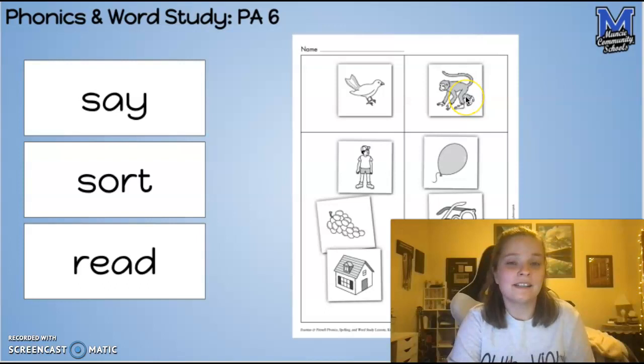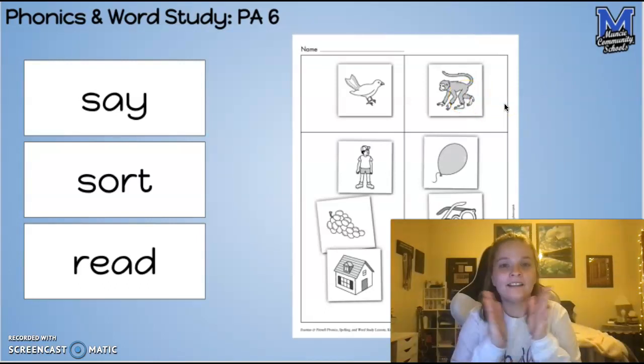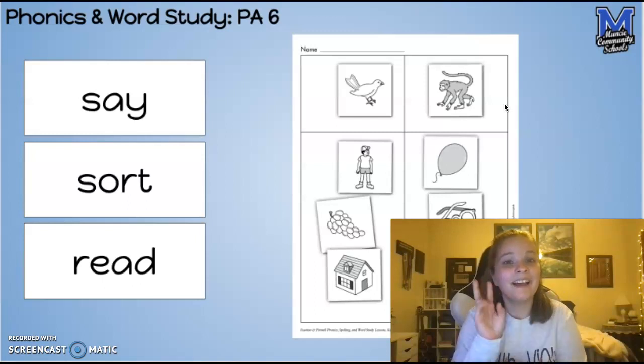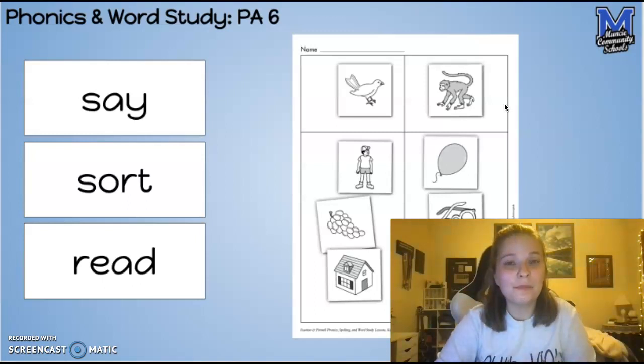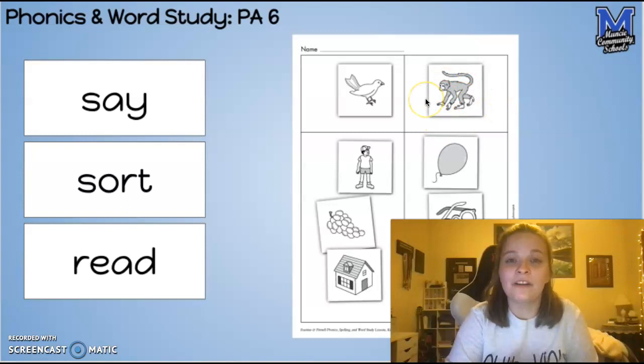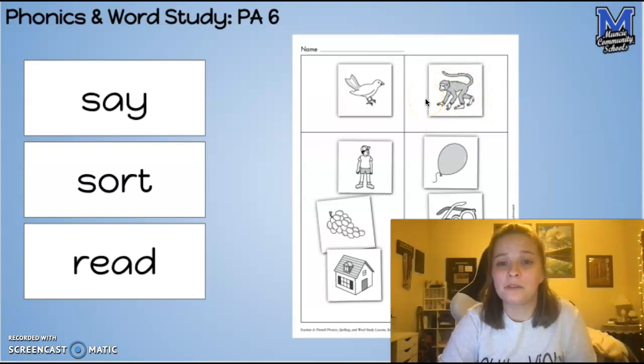This picture is of a monkey. Let's clap that one out. Monkey. That has two syllables. So I'm going to put that over here where my two syllable words will go.